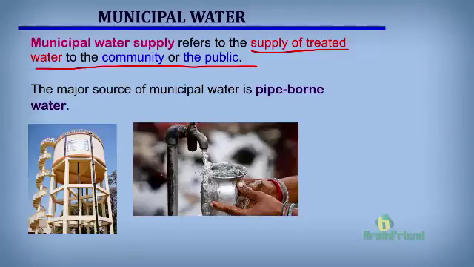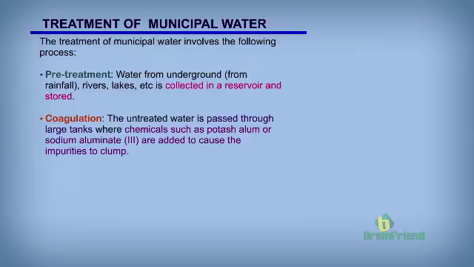The major source of municipal water is pipe-borne water. And usually they are stored in tanks such as this, and we can get them through taps or through our showers. Now, the treatment of municipal water involves the following process. First, there is a pre-treatment that the water has to go through. Water from underground, rivers, lakes, etc., is collected in a reservoir and stored.